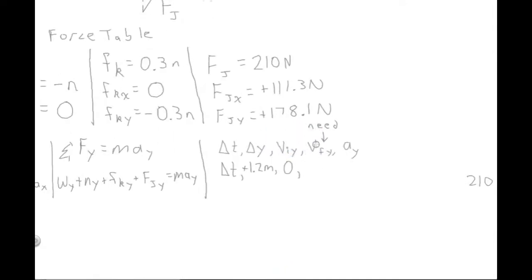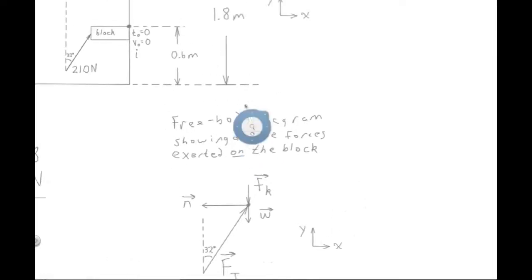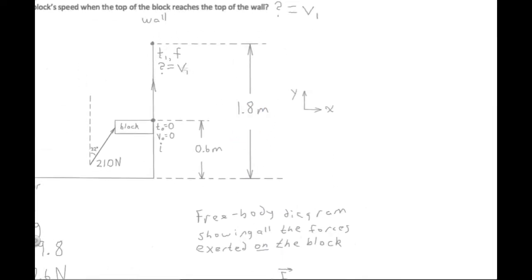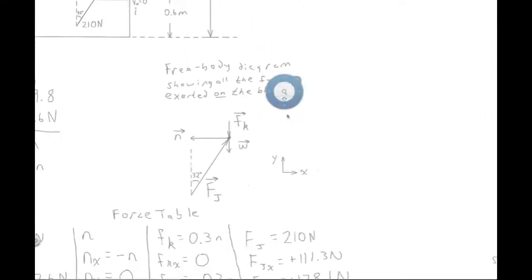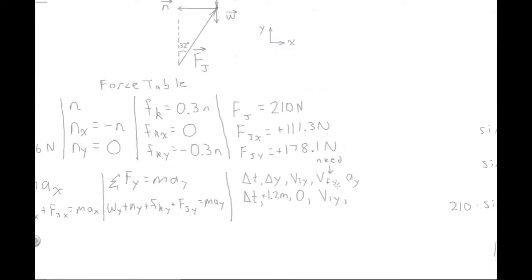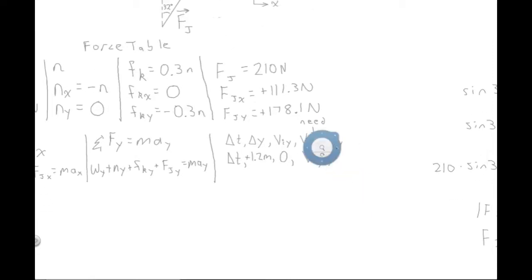So I can't write down a number here, but I can write down a more specific symbol. The general symbol for this concept is v sub fy, but the more specific symbol that we can use for this problem is v sub 1y, because our final point is the point in time we've labeled time 1. So we want to know the y component of the velocity here at time 1. That's what we need from our kinematics equations.